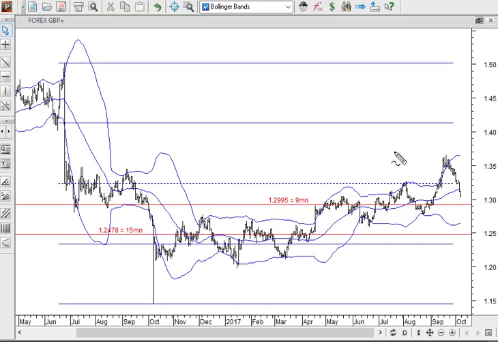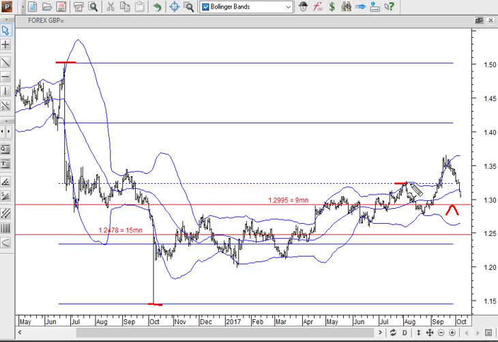Currently the daily chart looks like this. Support level is here, 129.95. That's the 9-month point of control. We've now dipped back below this halfway point from the Brexit high to the October last year low. That's the blue dashed line here.